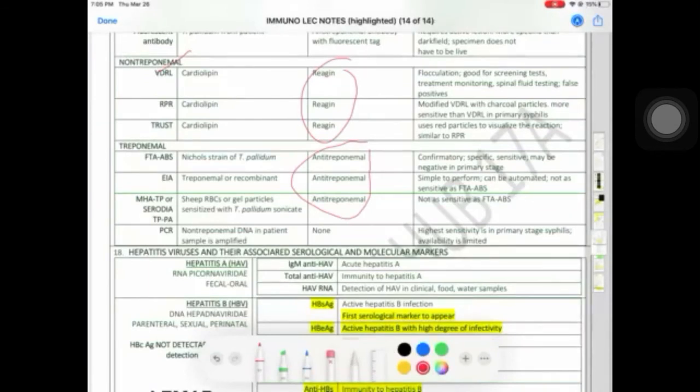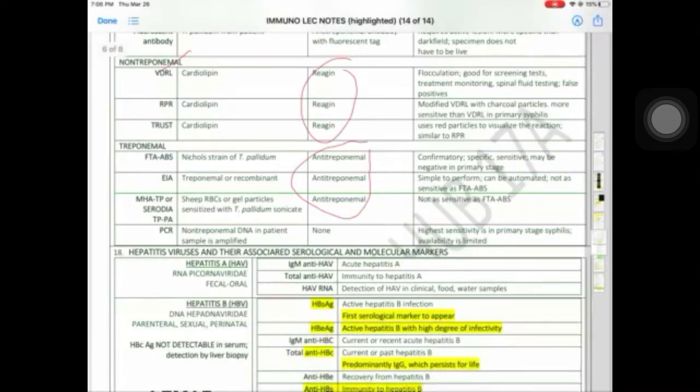Between VDRL and RPR, ano pong pwedeng gamitin dito sa CSF? VDRL test lang. Hindi po pwede yung RPR. So, pag tinanong po tayo, may CSF at may RPR test, pwede ba yun? Hindi. Kasi sa RPR, serum or plasma lang ang sample. VDRL, pwedeng serum, pwedeng CSF. Pero sa RPR, hindi pwedeng CSF.